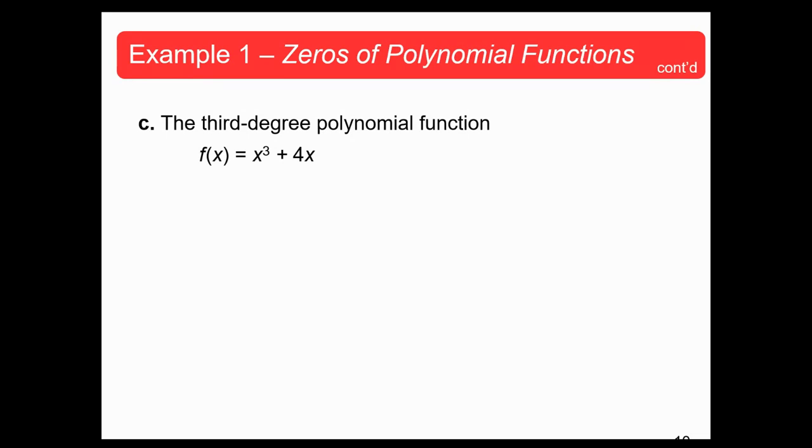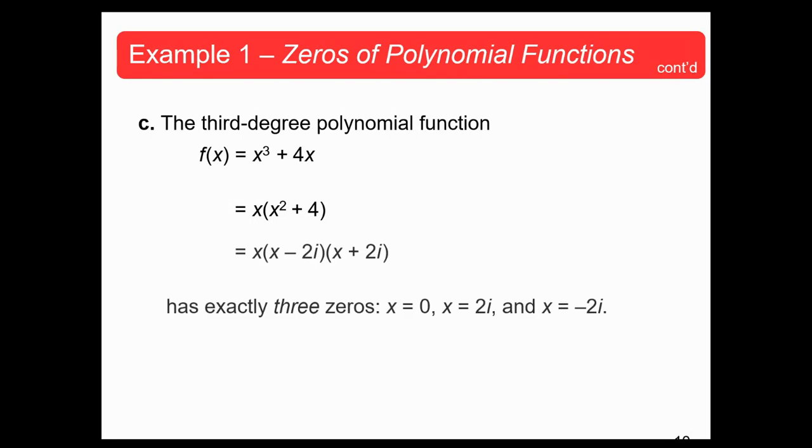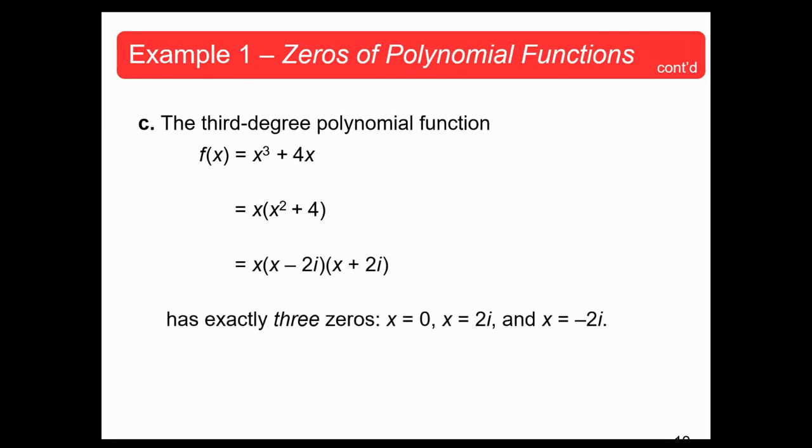The third degree polynomial here, notice it's to the third. That means I should have 3 zeros of some sort. So if you factor it down, you get this. However, this time, when you go to factor x squared plus 4, it ends up being x minus 2i and x plus 2i. They are imaginary numbers, but they're still considered zeros. So I have 3 zeros. If I set each factor equal to 0, I have x equals 0, x equals 2i, and x equals negative 2i.